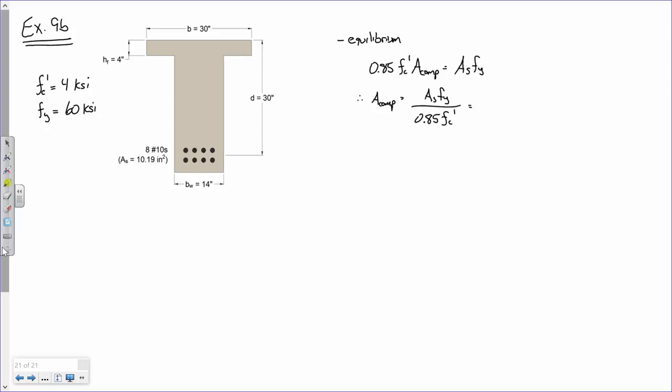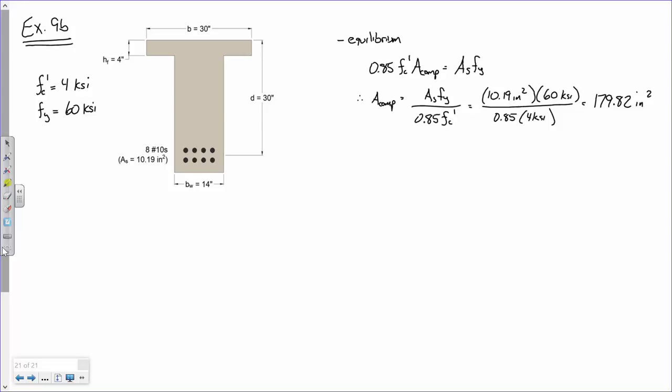So we've got our area of steel right here. It's 10.19 square inches times 60 ksi, excuse me, divided by 0.85 times 4 ksi. And what do we get when we chug that out? Do I have a second on that?